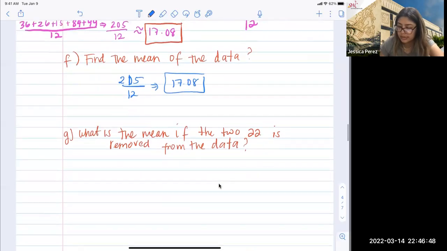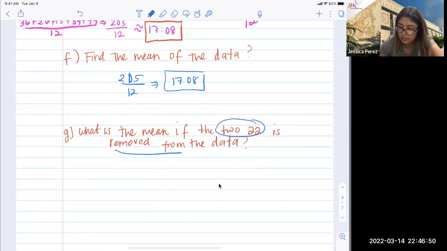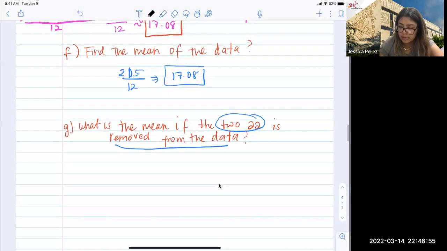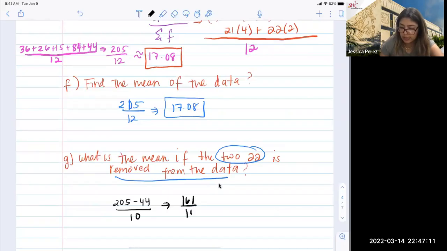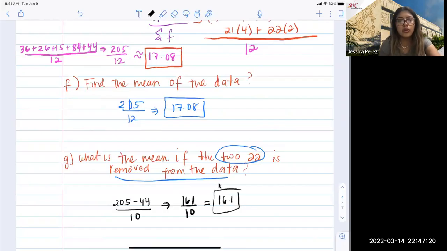And then what is the mean if the 22s were removed from the data? So if the 22s were removed from the data, I would have 205 minus 44 because we're removing them, divided by now 10 because our sample space reduced by 2. So it'd be 205 minus 44, 161 divided by 10, 16.1. That would be your mean if the 22s were removed.